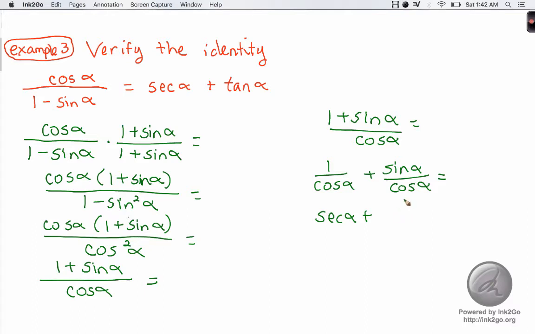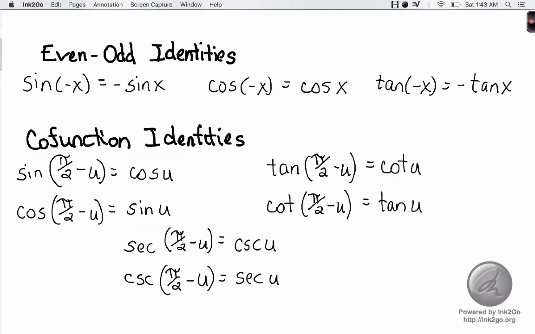And using our tangent identity, that becomes plus tangent of alpha. And our left-hand side is now equal to our right-hand side. We have verified this problem. As I hope you recall from last year, sine and tangent are odd functions, whereas cosine is an even function. So that's where these even-odd identities come from.